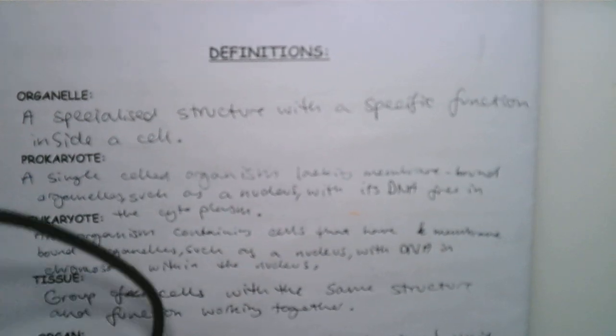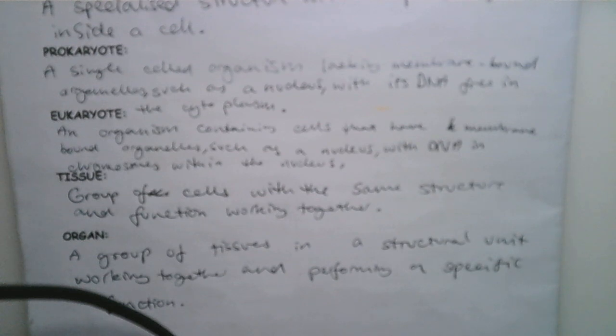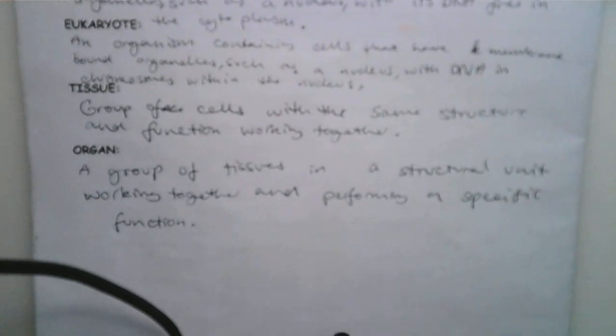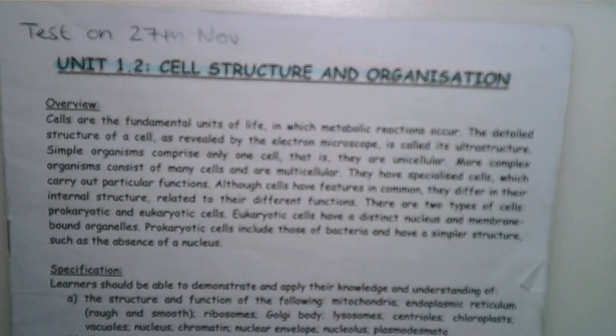So an organelle is a specialized structure with a specific function inside a cell. A prokaryote is a single-celled organism lacking membrane-bound organelles, such as a nucleus, with its DNA free in the cytoplasm. A eukaryote is an organism that contains cells that have membrane-bound organelles, such as the nucleus, with DNA in chromosomes within the nucleus. A tissue is a group of cells with the same structure and function working together, and an organ is a group of tissues in a structural unit working together and performing a specific function. That is the topic of cell structure and organization.